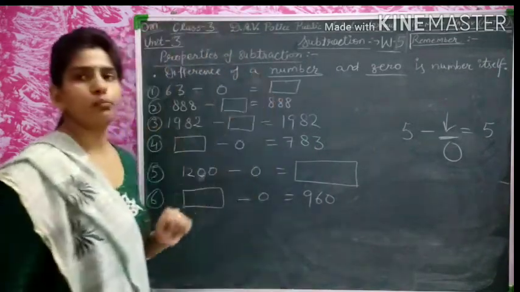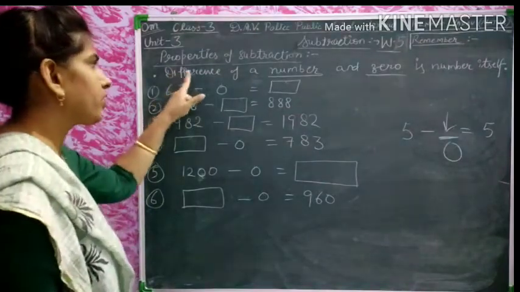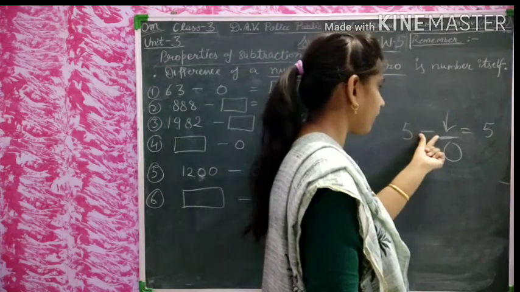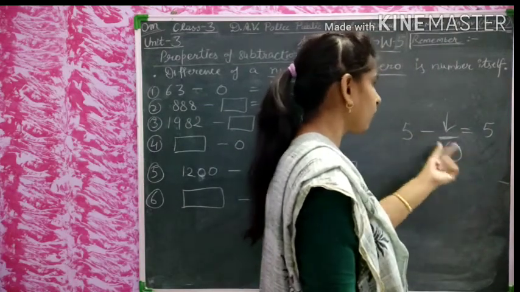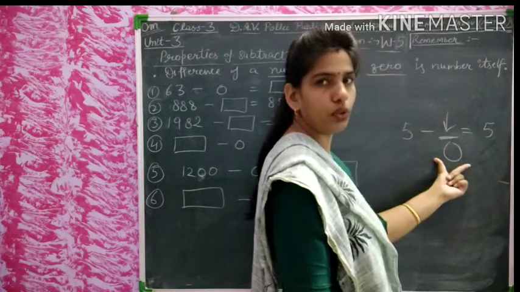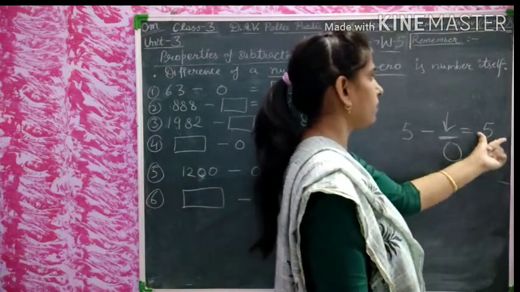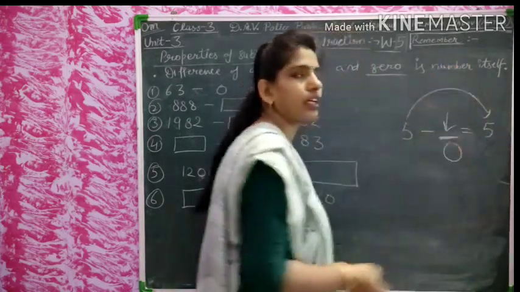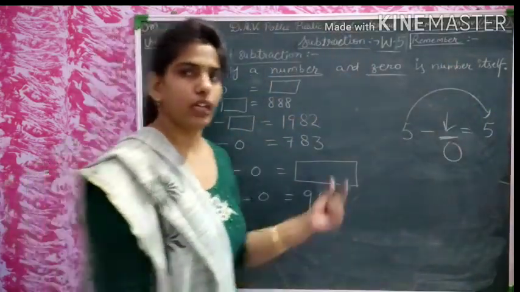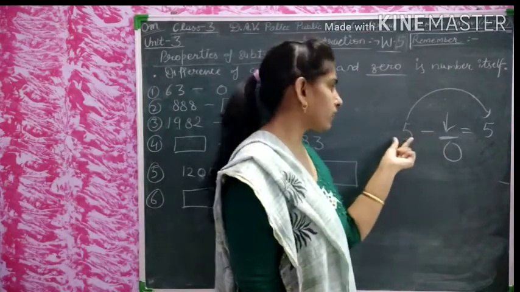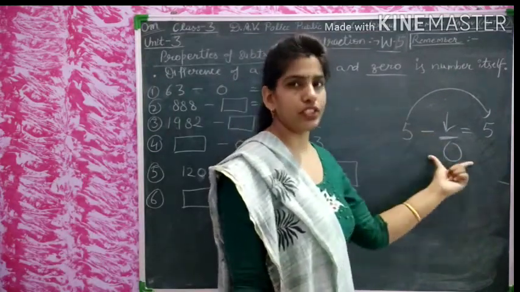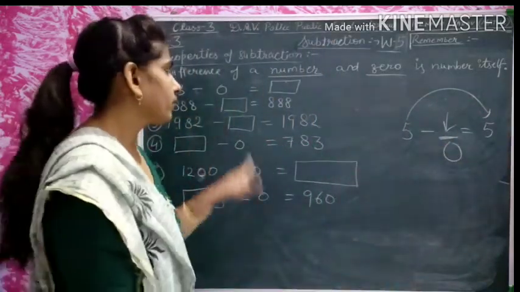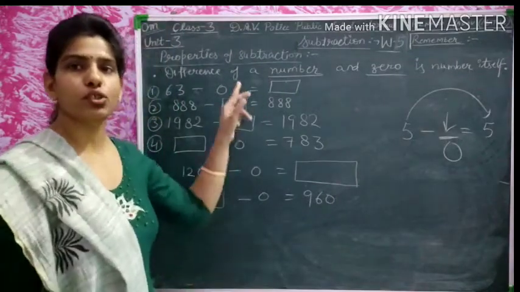So, this is our property of subtraction. Difference of a number and 0 is the number itself. Is it clear, students? If the difference is between two numbers, that is 5 and 0, it will be the number itself always. Now, we will do the questions here based on this property.